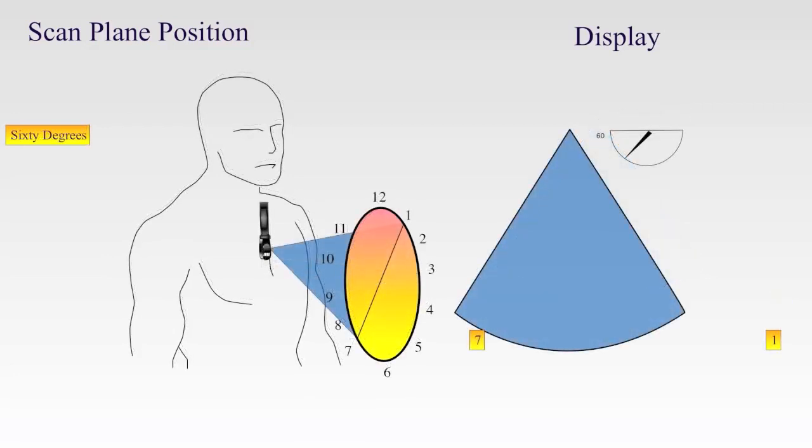At an omniplane angle of 60 degrees, the plane would exist between 7 and 1 on the clock face. On the display, 7 would be to the left and the 1 to the right. The omniplane angle of 60 degrees would place the dial at a 60-degree angle, 2/3 of the way between 0 and 90 degrees.